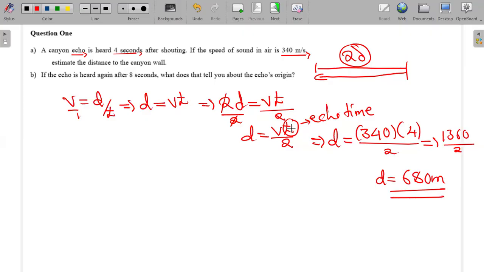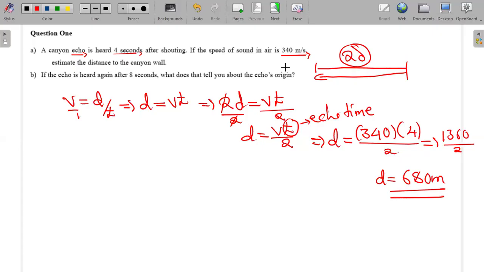Question B is saying if the echo is heard again, which means you are now hearing the echo for the second time. Remember, we heard the echo the first time after 4 seconds. Now they are saying if the echo is heard again after 8 seconds, what does that tell you about the echo's origin? So here there is nothing that we need to calculate. We just need to explain.